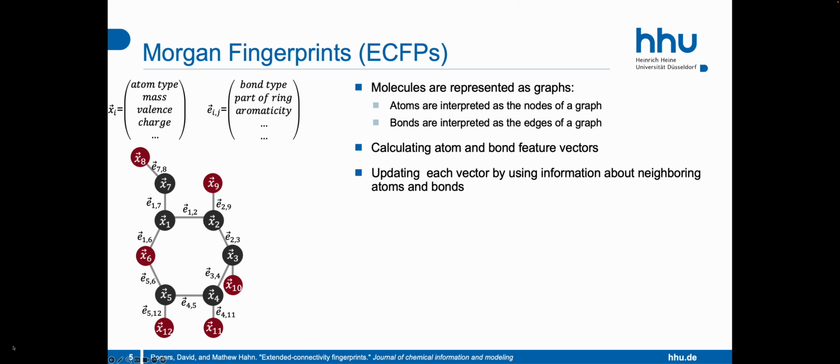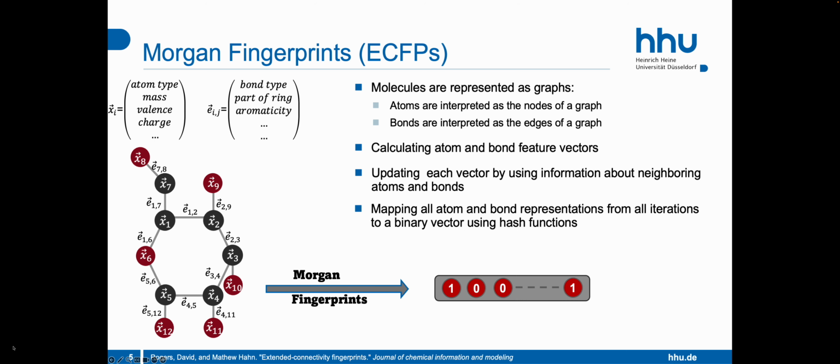This updating process is done for all atoms, and the procedure is repeated for a predefined number of steps, typically 2 or 3 times. After the iteration process, all atom and bond feature vectors from all iterations are used as the input of a hash function to produce a single binary vector with structural information about the molecule. Usually, this vector has 1024 entries.